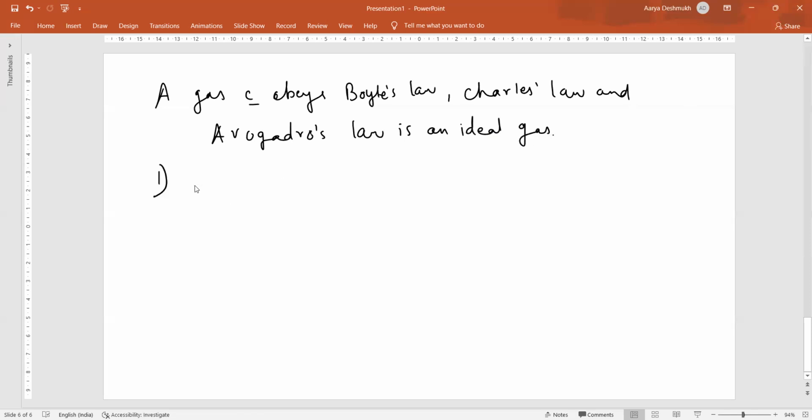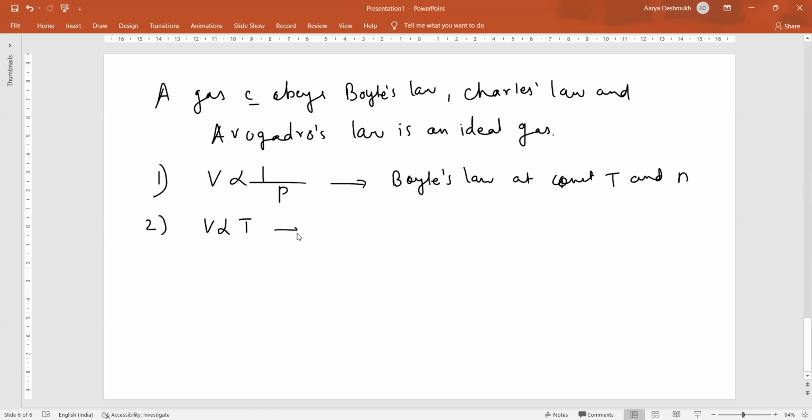So what is Boyle's law? We'll write them one by one. V is inversely proportional to P. This is Boyle's law. In case of Boyle's law, what is constant? Temperature and number of moles are constant. Then V is proportional to T. This is nothing but Charles' law, where pressure and number of moles are constant.